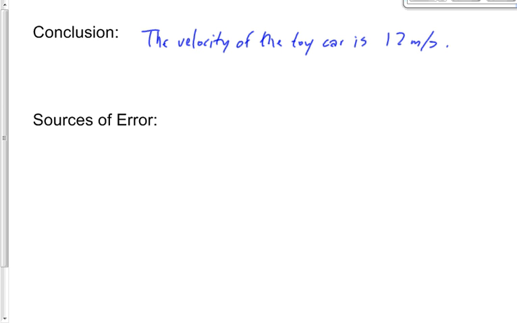And then your second aspect of the conclusion is, how do you know? So we're going to say this is known because, well, how do you know? Well, we know this in this case because the slope of the graph tells us. This is known because the slope of a position time graph is 12 meters per second, or whatever the case may be.